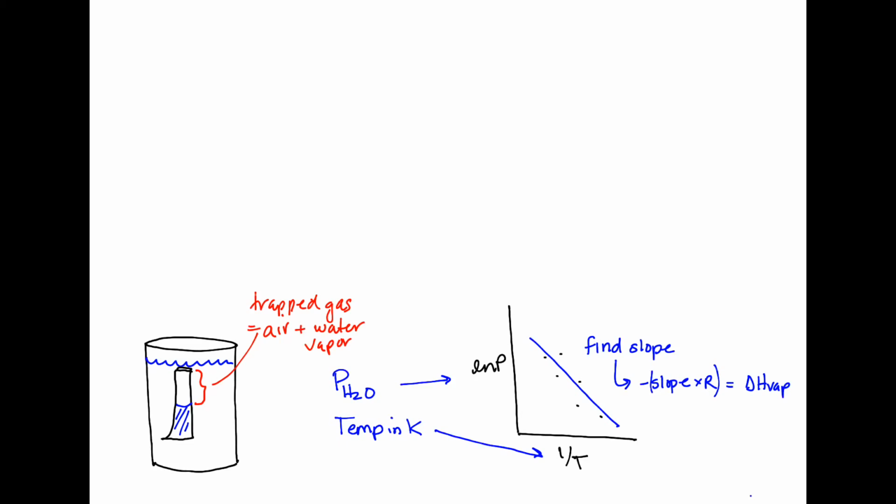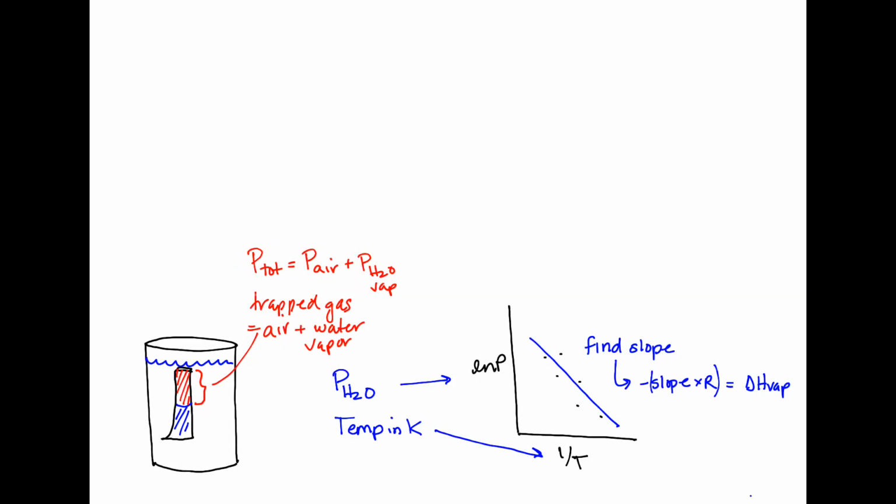is air and the water vapor, which means that even if we could find the pressure of the gas on the inside of here, the total pressure, which is the only thing we can really measure, is equal to the pressure of the air plus the pressure of the water vapor. And we really only care about one of those. We really only care about this portion.